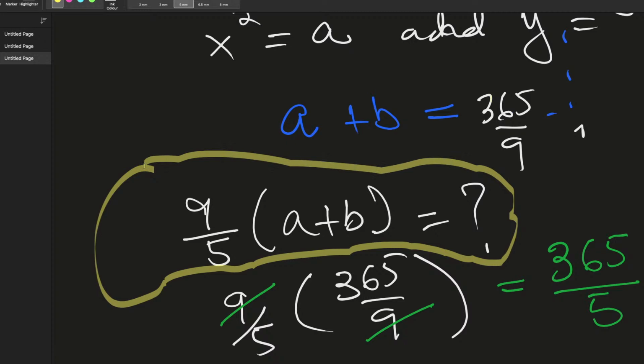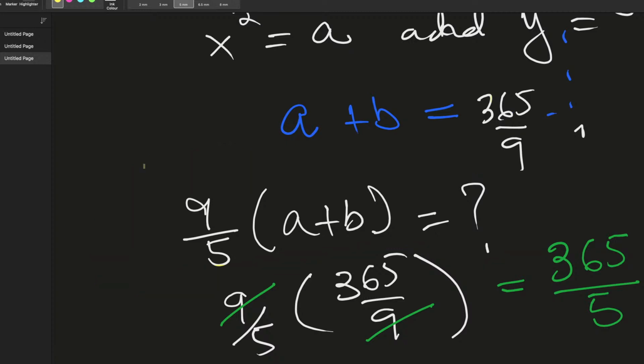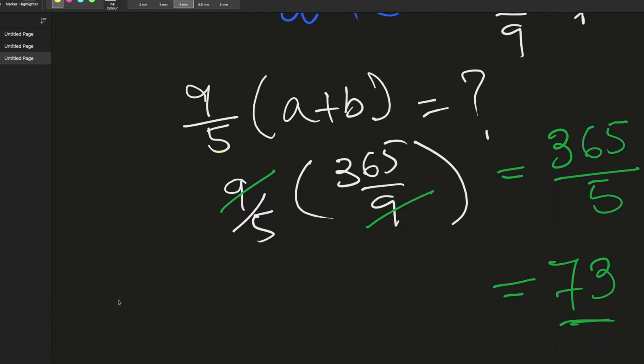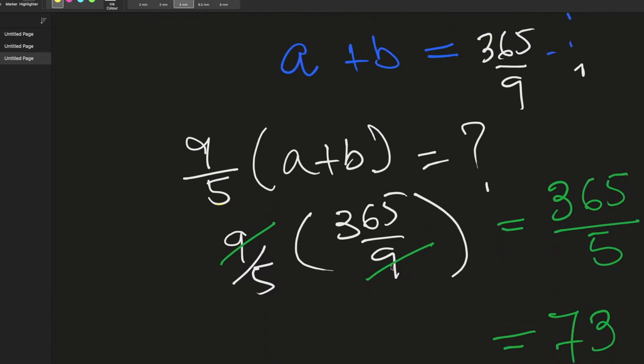So 9 divided by 5 multiplied by a plus b. What is that? Since we know a plus b to be 365 divided by 9, when I substituted this into the expression, the 9s cancel each other. So in the end, our final answer became 365 divided by 5. When we simplify this, our answer is 73.